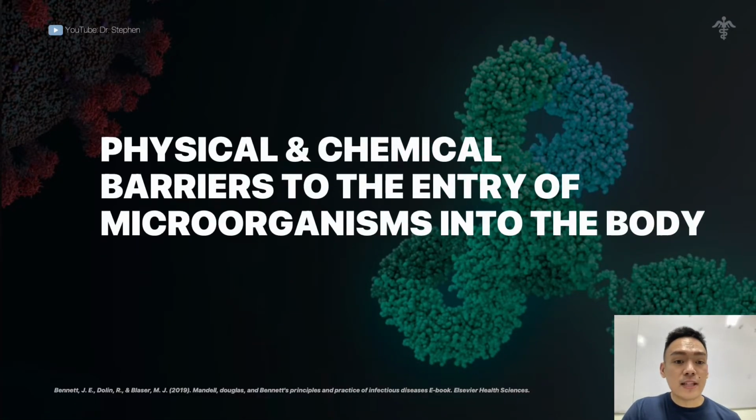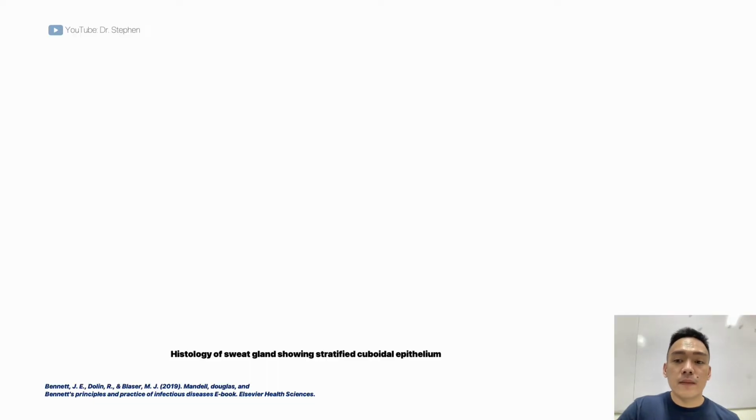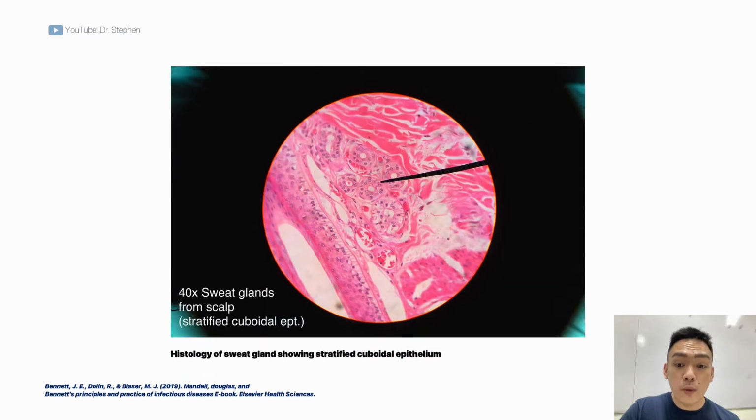In this first section, we will talk about physical and chemical barriers to the entry of microorganisms into your body. We have here a histology of your sweat gland showing a stratified cuboidal epithelium. We take a look at the skin, the linings of the respiratory, urogenital, gastrointestinal tracts, which comprise thin layers of epithelial cells, and they are held together with tight junctions that form a barrier against the external environment.